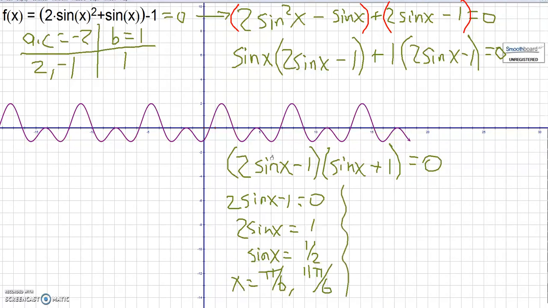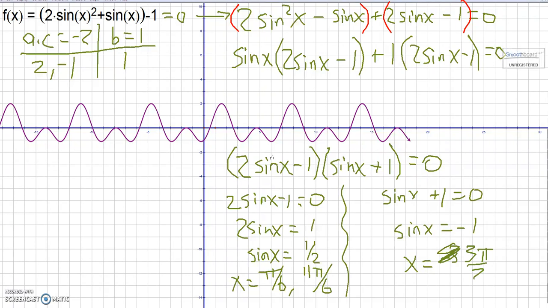Do the same thing with the other side. Sine of x plus 1 equals 0. That means sine of x would equal negative 1. On the unit circle, again, that's going to occur when x equals, I'm sorry, not negative 3 pi, but just 3 pi over 2. Okay, so those would be our answers. Quickly put those in red.